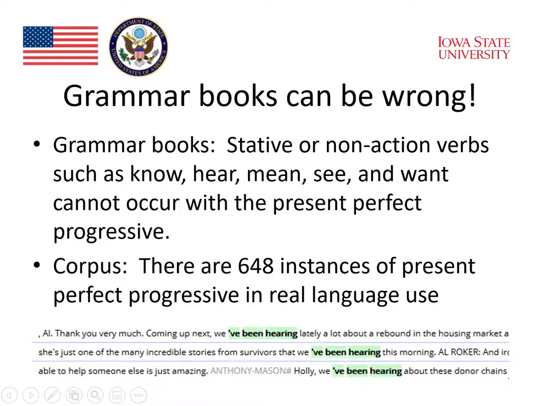By looking at real language use in a corpus, they were able to find a good example that shows how grammar books can be wrong. The grammar books reported that state or non-action verbs such as know, hear, mean, see, and want cannot occur with the present perfect progressive. So the word hear, according to the grammar books, is never used with the present perfect progressive. If you look at the real language in the corpus, as we saw in the previous slide, we can find that there are 648 instances of present perfect progressive in real language use with the verb hear.